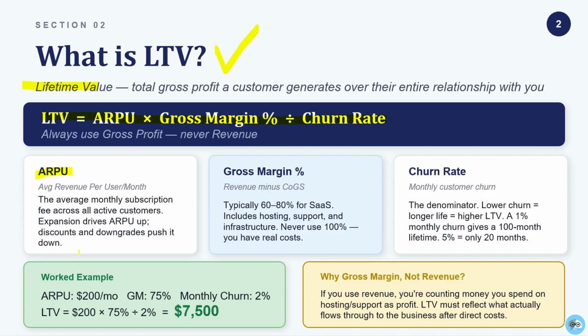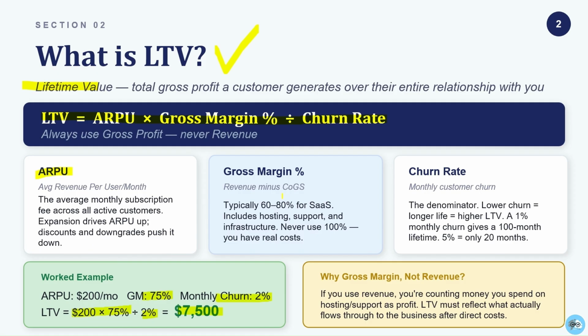Now let's look at one example, where our ARPU is $200 per month, our gross margin is 75%, and our monthly churn is 2%. So LTV would be 200 into 75%, which gives us our gross profit, then dividing it by 2%. So from that particular customer, we will be able to get 7500 as our LTV.